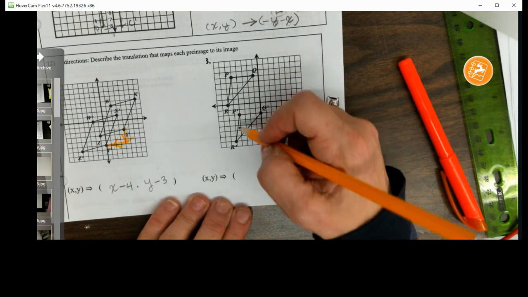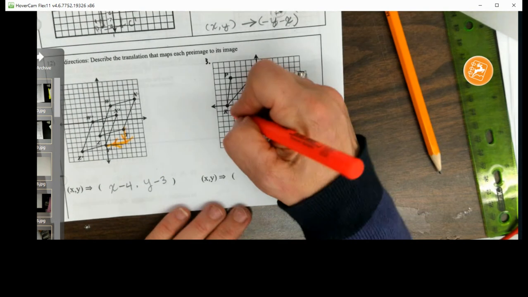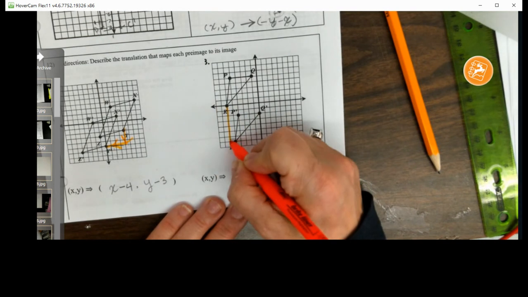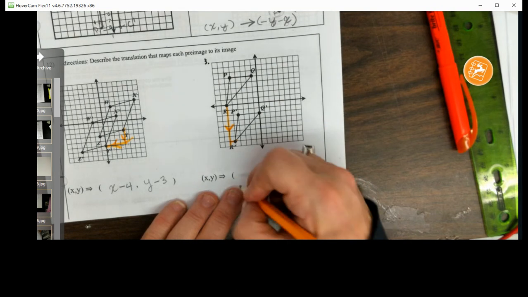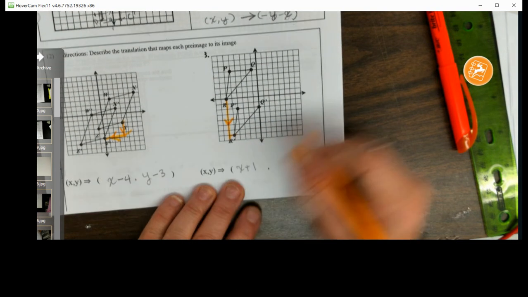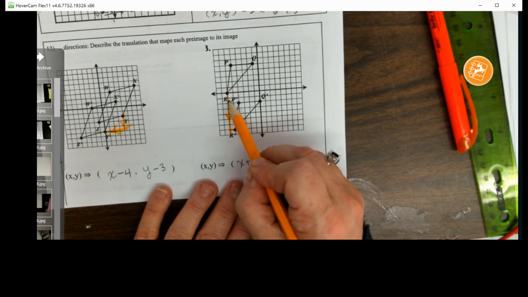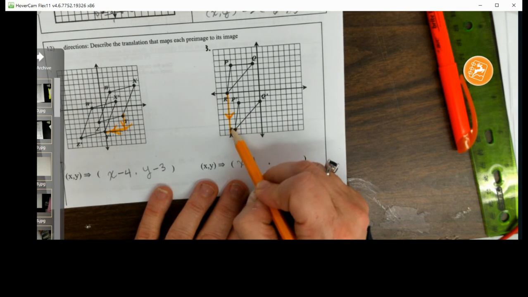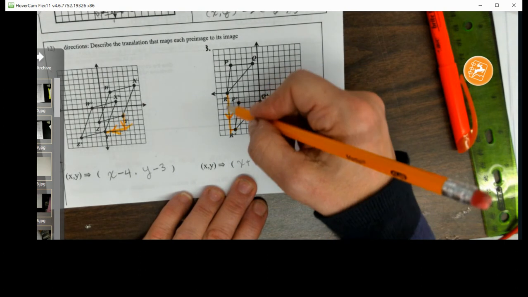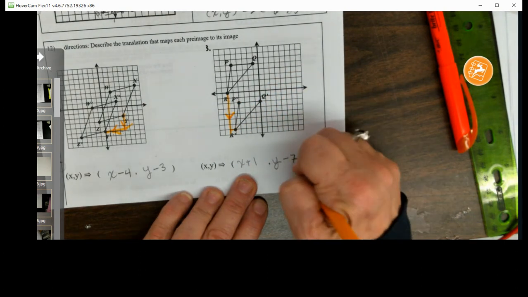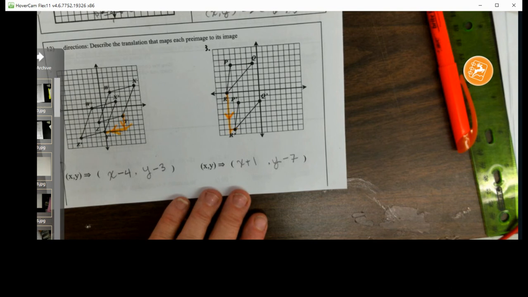In this case, our rule, we're going to start at R. We're going down to the right, so it is x plus 1, and 1, 2, 3, 4, 5, 6, 7, y minus 7. And that will get you to where we want to go. Okay, keep going.